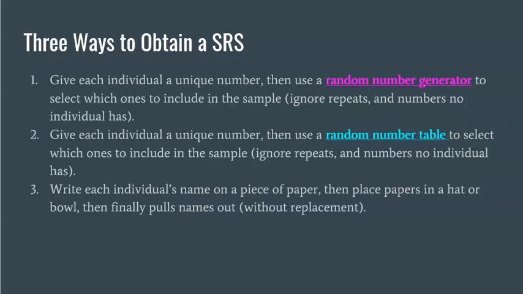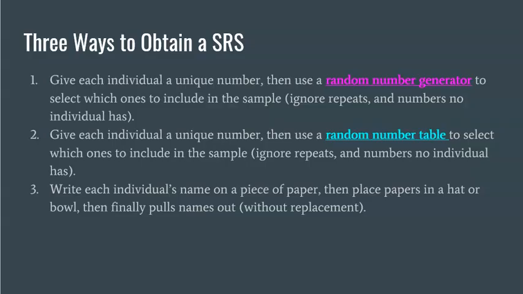And then we're going to use what's called a random number table to select which ones to include in the sample. Now, a random number table is kind of like a random number generator. It's just not computer-based. It's literally a piece of paper with a bunch of random numbers on it, and you just start picking numbers off that piece of paper, and whoever's numbers get picked are the people that participate in your sample. Once again, you could pick the same number twice, so we have to make sure to ignore repeats, and we also have to make sure to, once again, ignore numbers that nobody has.